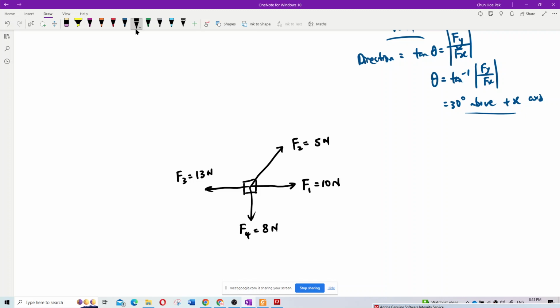Normally F2 has an angle theta. Theta is equal to, let's say, 20. I think just put 30 degrees. So class, do you know how to find the resultant force? You have 4 forces acting on a single object. Do you know how to find the resultant force? The total force. Resultant means total.